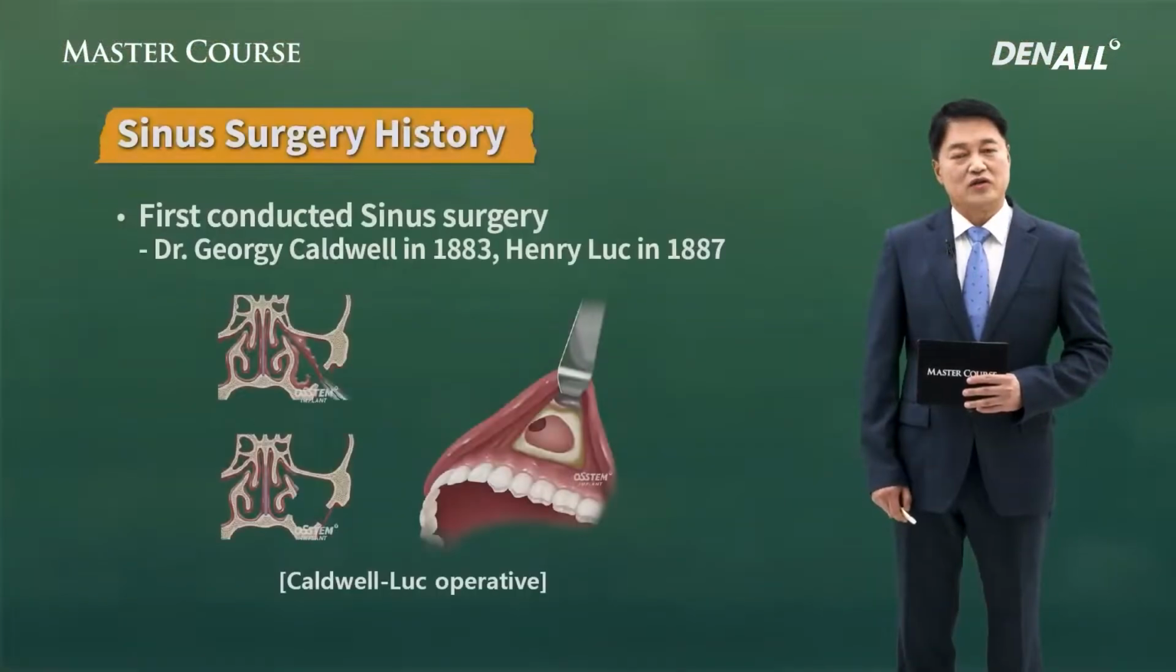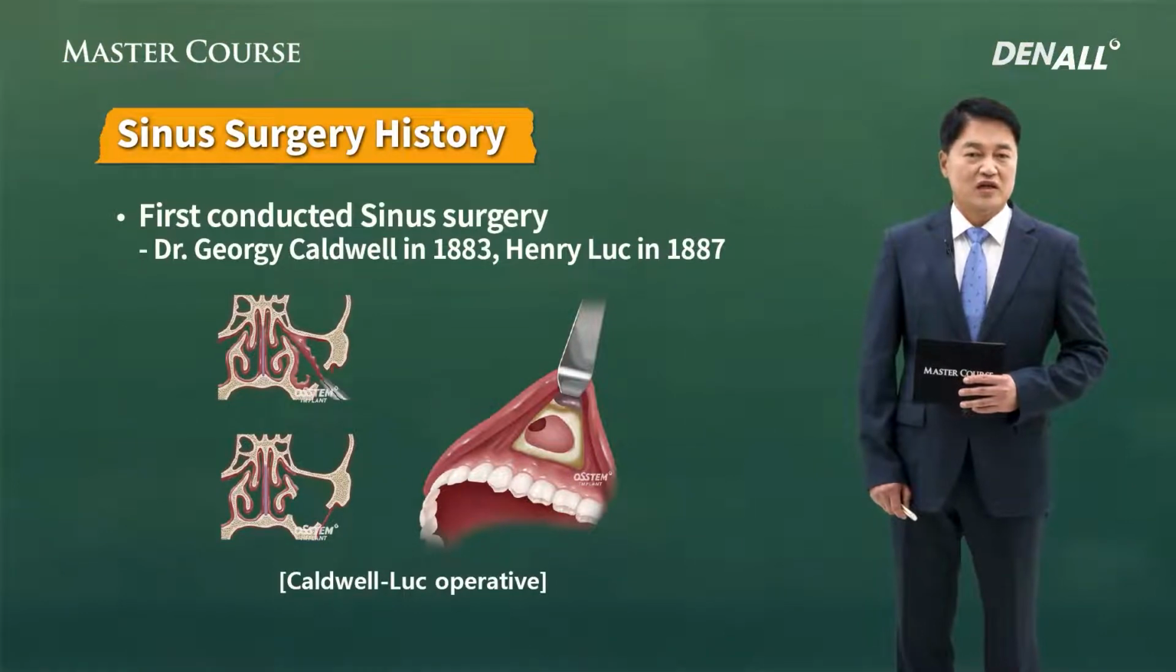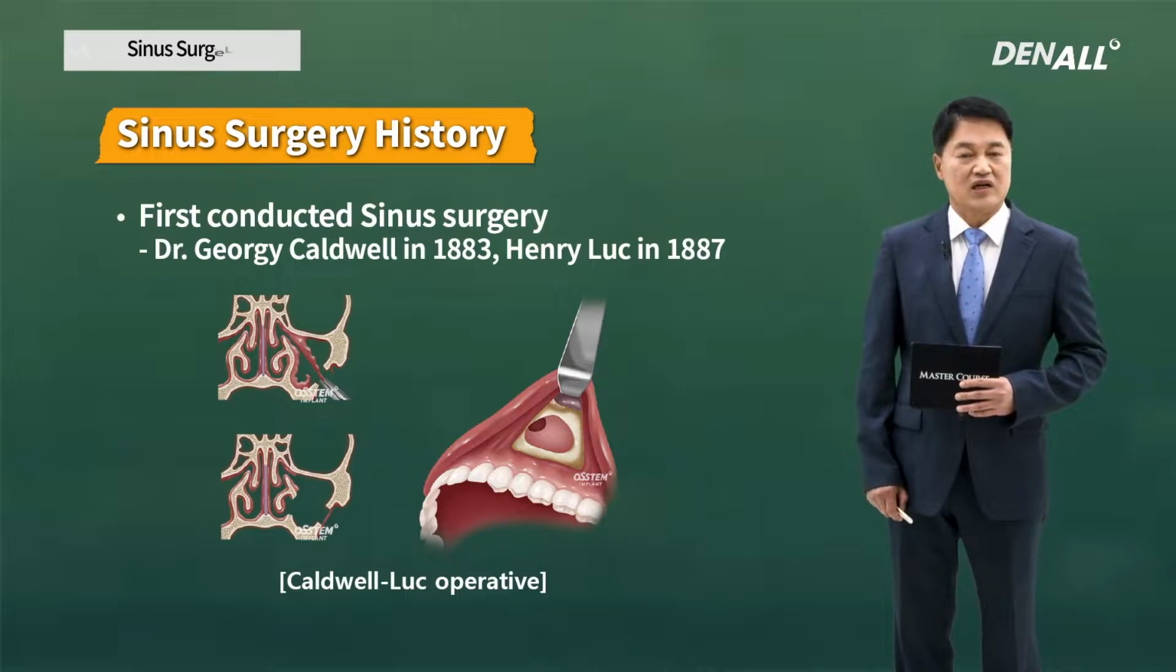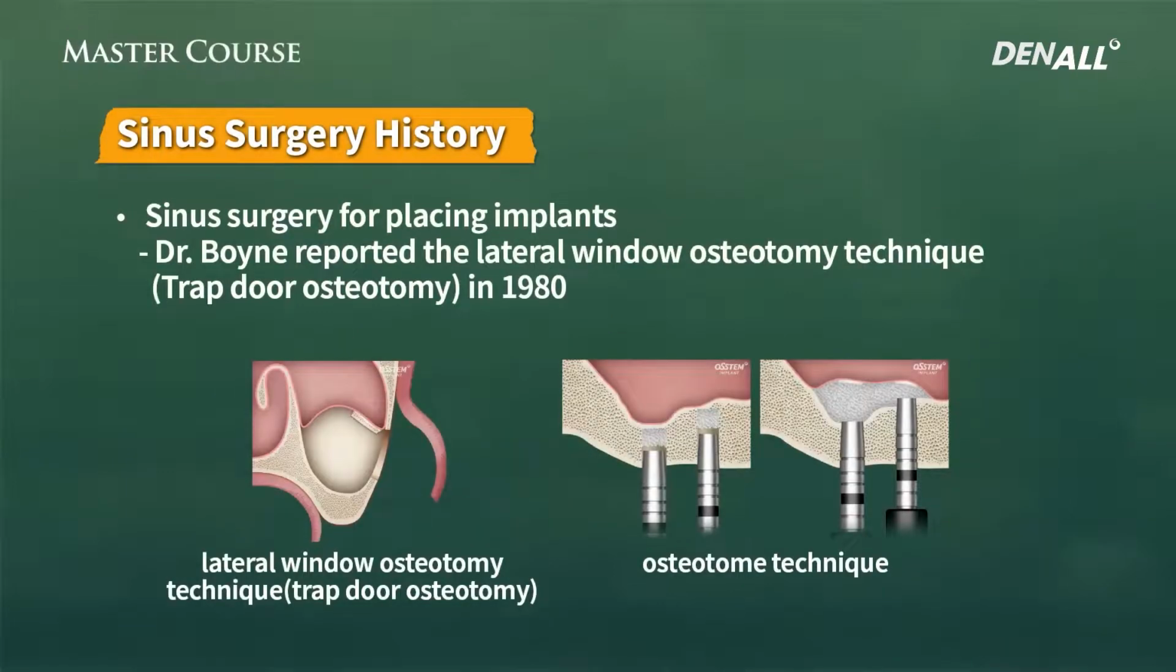Let's look at history of sinus surgery. Originally, it was not for implant, but it was to treat sinusitis or other reasons, and for sinus surgery, lateral approach was done. In 1883, Caldwell, and in 1887, Henry Luke did such surgeries, and since then, we have come to call it Caldwell-Luke surgery.